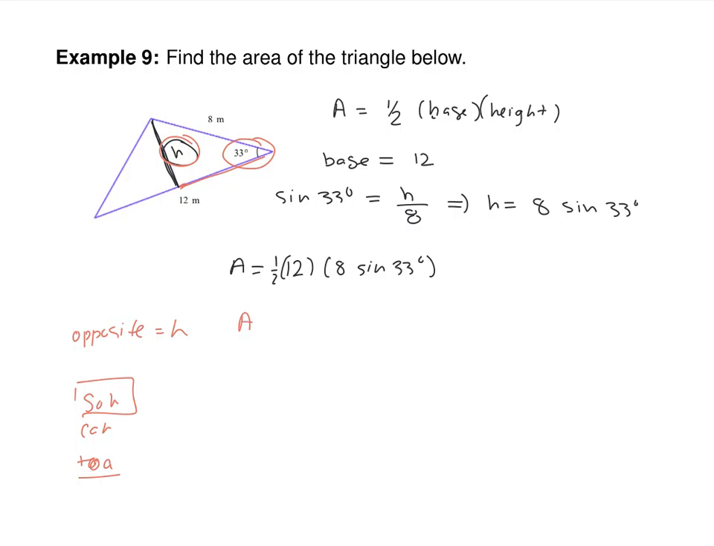And so when you calculate this, you get 48 times sine of 33 degrees, or 26.1. And what are its units going to be? Meter squared. Meter squared.